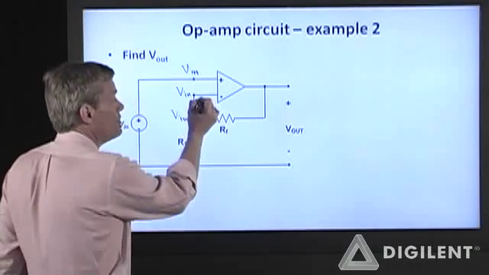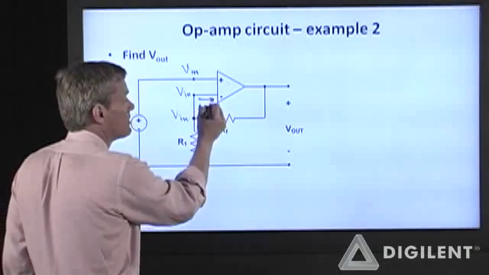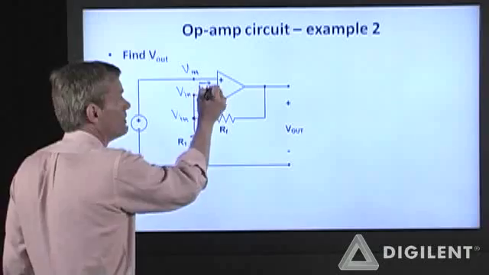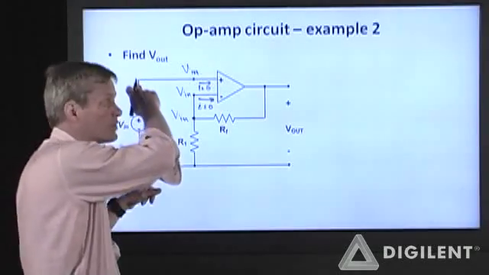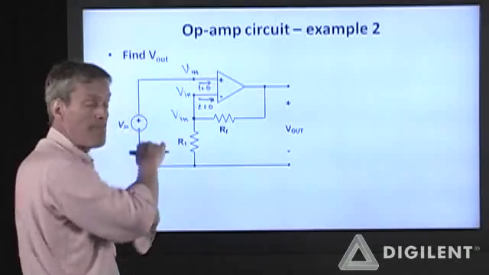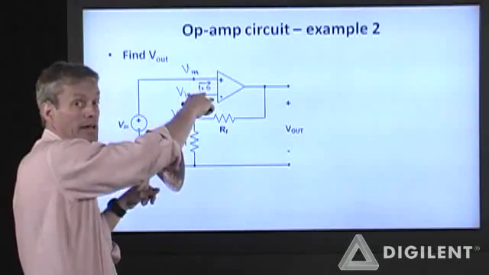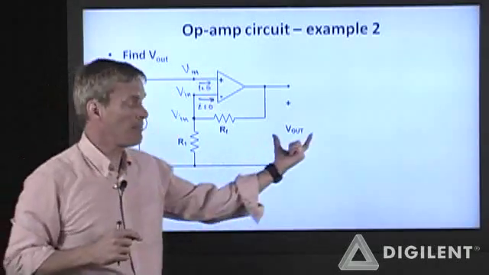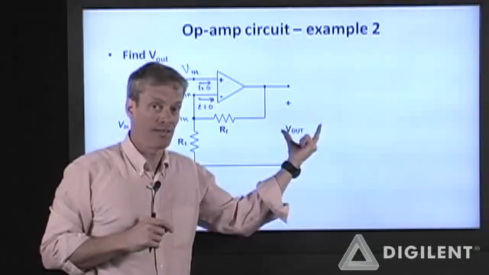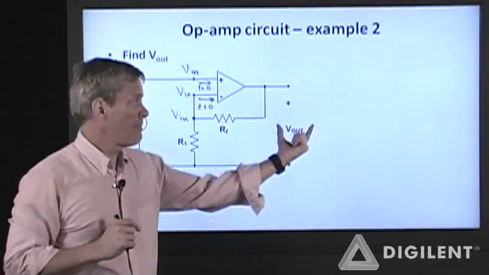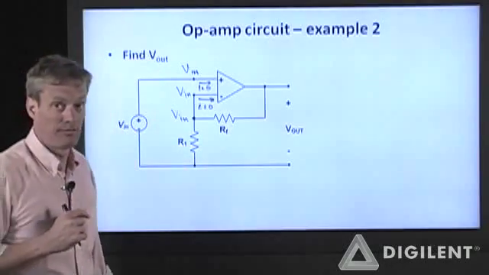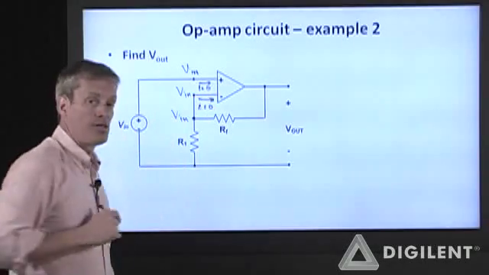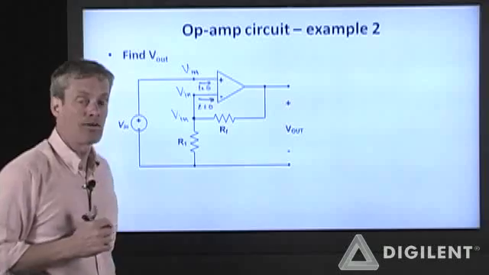Now, I have no current into these terminals. Notice, very importantly, this voltage source is not providing any power, okay? The current out of the voltage source is 0. It's not providing any power in order to create this output voltage. Any power in this output signal is coming from the external power supplies. So these currents are 0. I know something about that current.